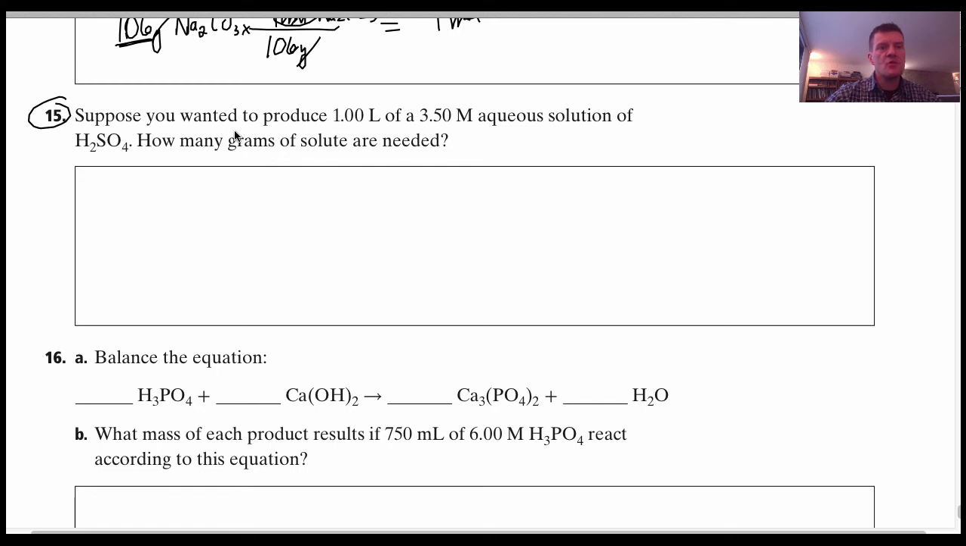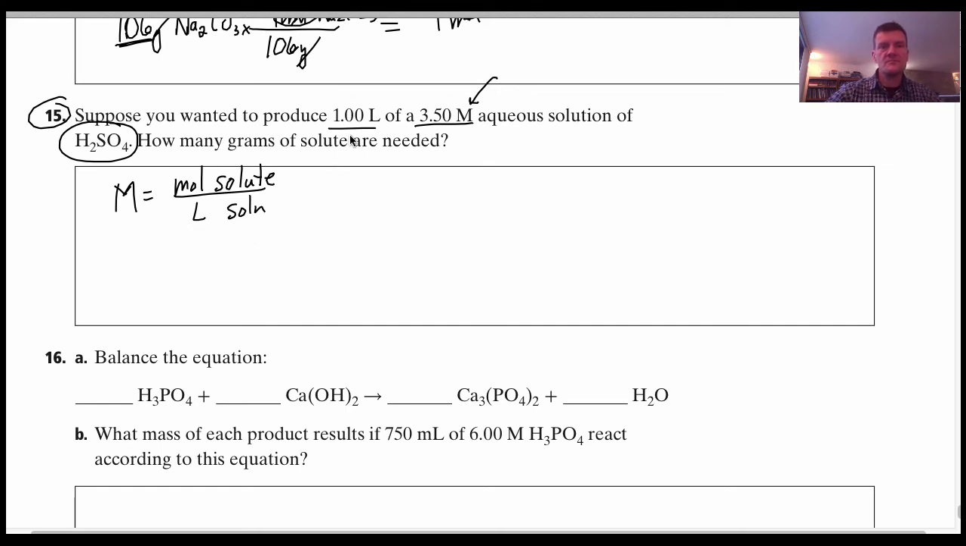15. Suppose you wanted to produce 1 liter of a 3.50 molar aqueous solution of sulfuric acid. How many grams of solute are needed? So this time, again, we're working with capital M as molarity. That is moles of solute over liters of the solution. Well, what is given here?